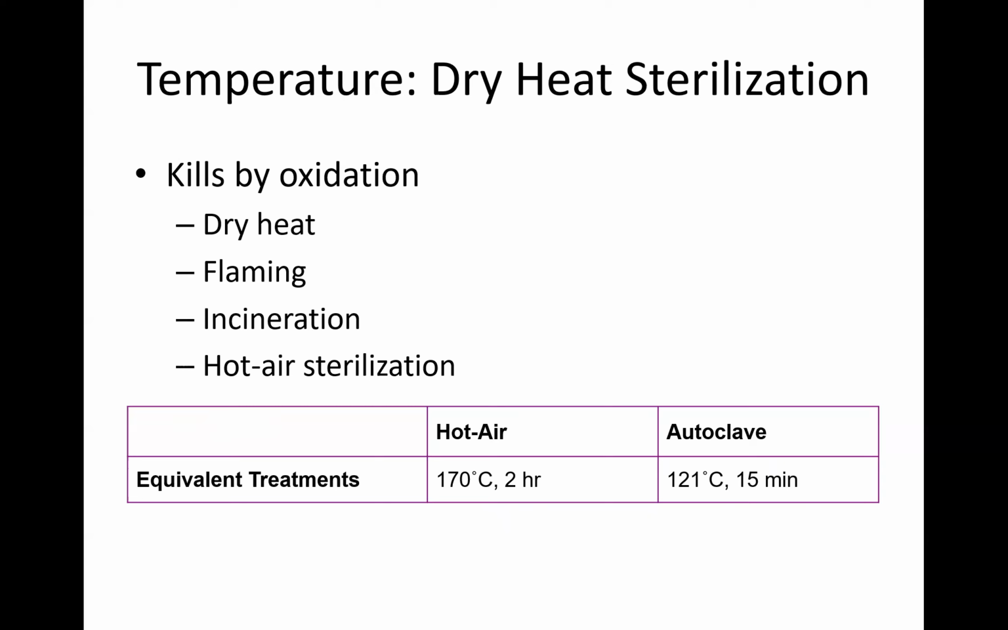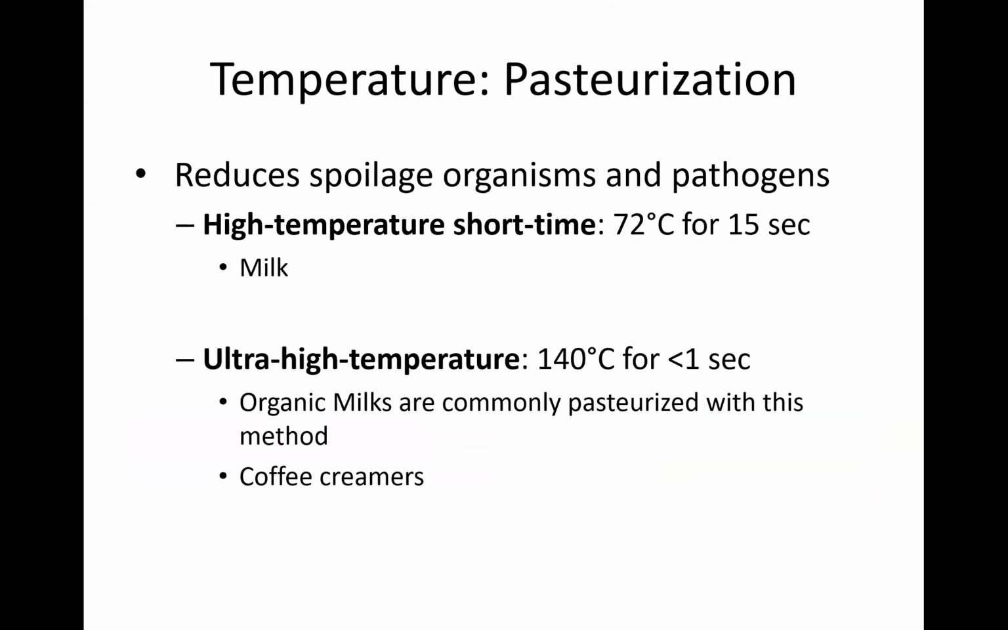So which one's more efficient? You would use autoclaving. You use that moist heat over dry heat. But usually it's going to kill by an oxidation technique. So this can be your dry heating or incineration processes that are taking place.